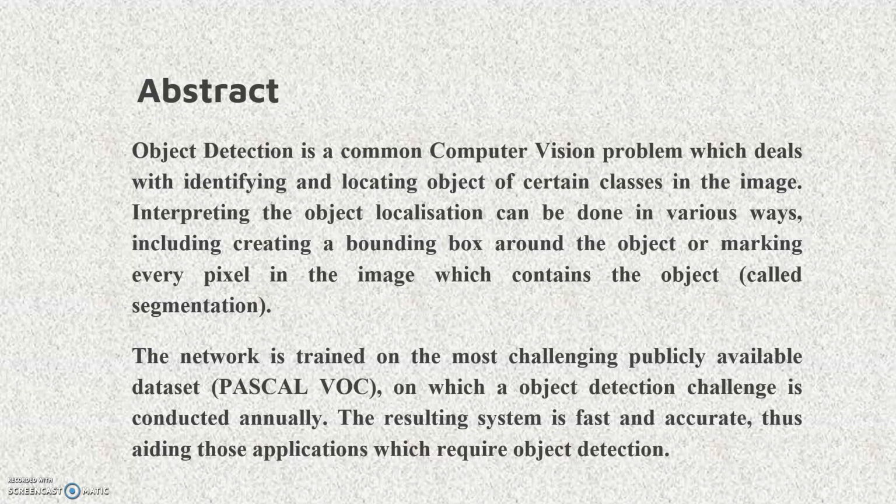Object detection is basically identifying the objects within the image and interpreting the object localization. Object localization is basically finding out the coordinates of the object in the image. Object detection can be done in various ways, and one of them is creating a bounding box around the object or marking every pixel of the object and processing to recognize it.